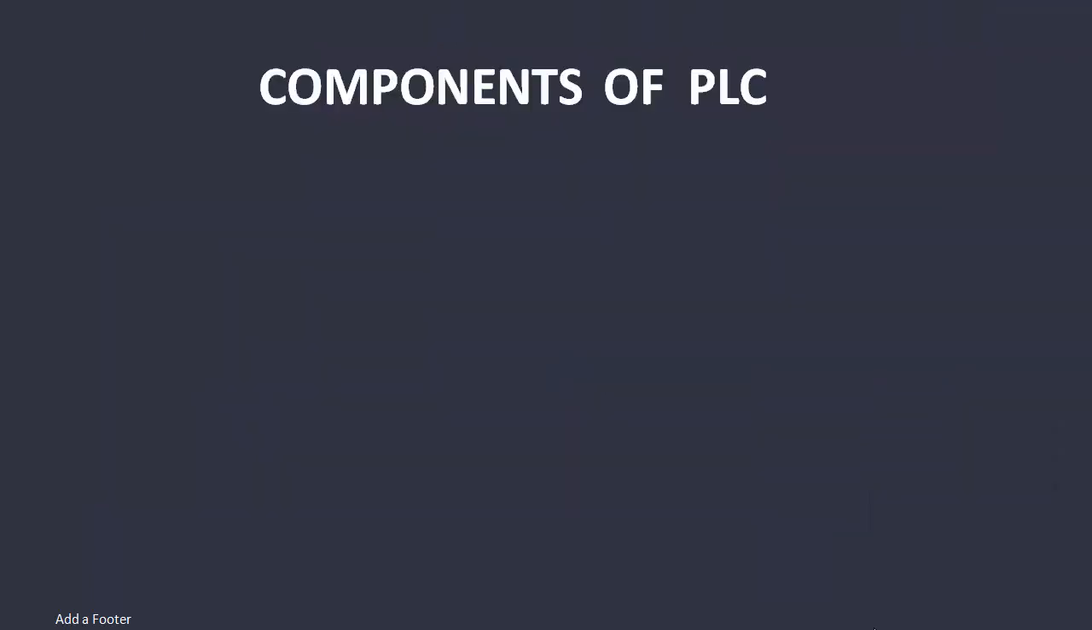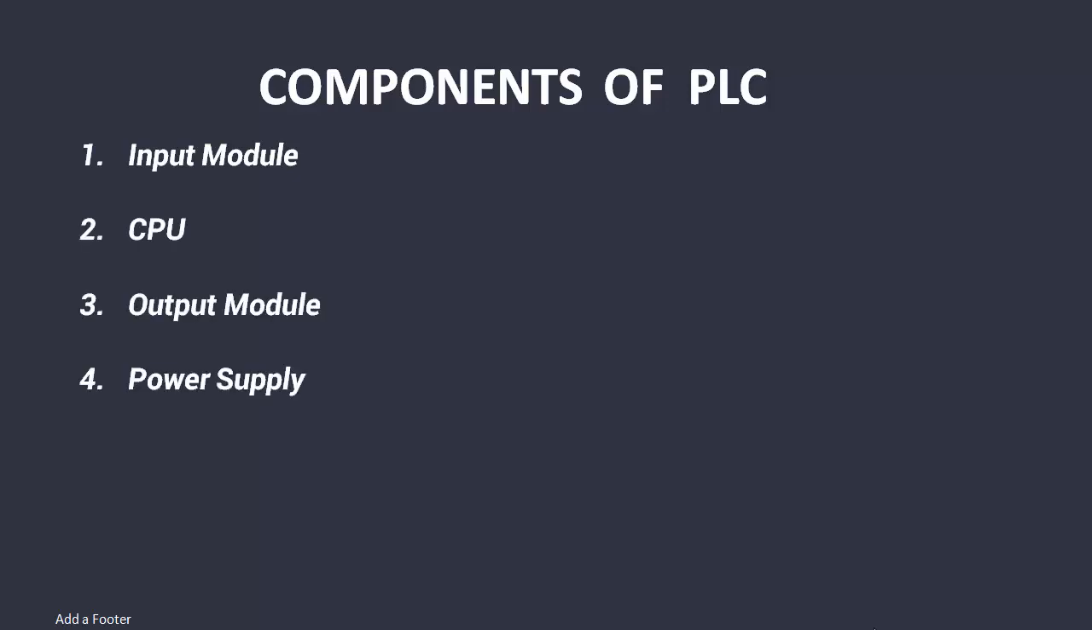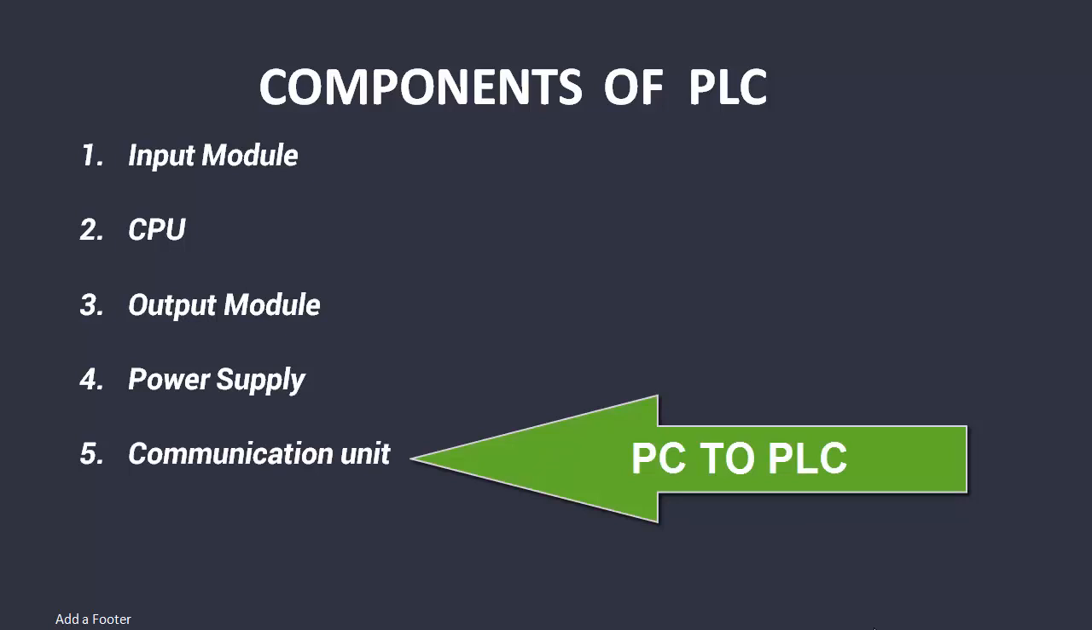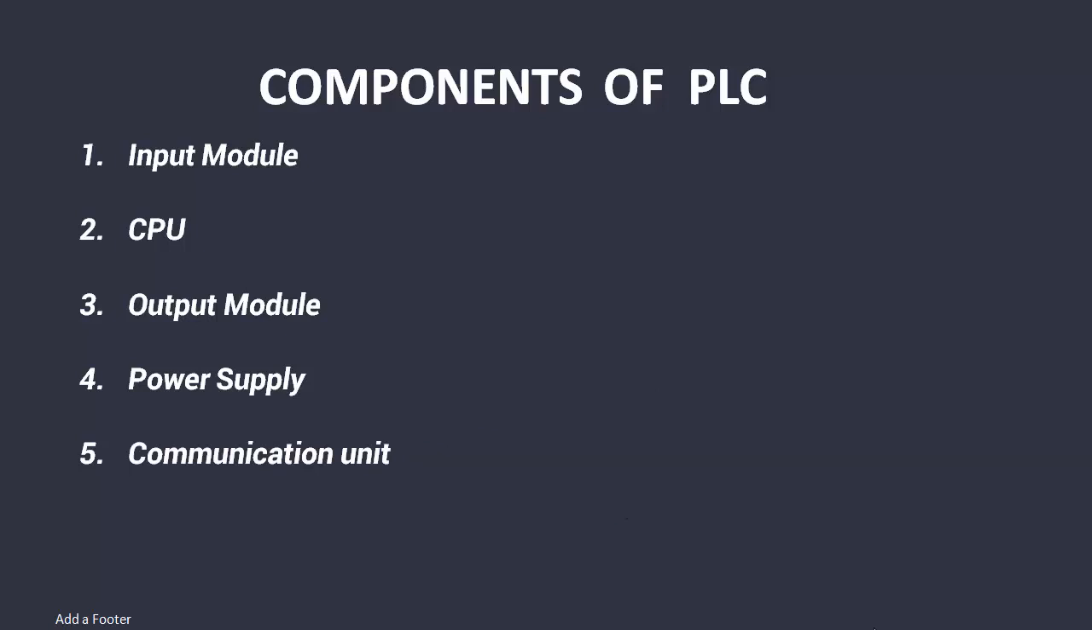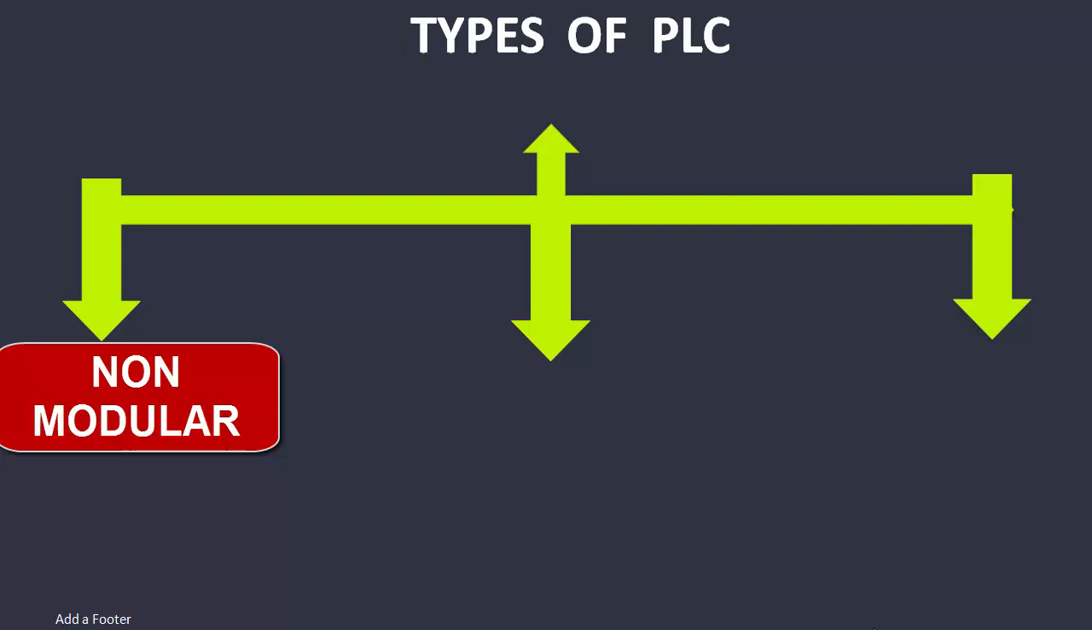So let's jot down the components. An input module, a CPU, an output module, power supply, and fifth is your communication unit, that is your PC to your PLC connection. Okay, there are three types of PLCs. One is non-modular, that is compact type. All the components are built in the same base here. You cannot remove it.